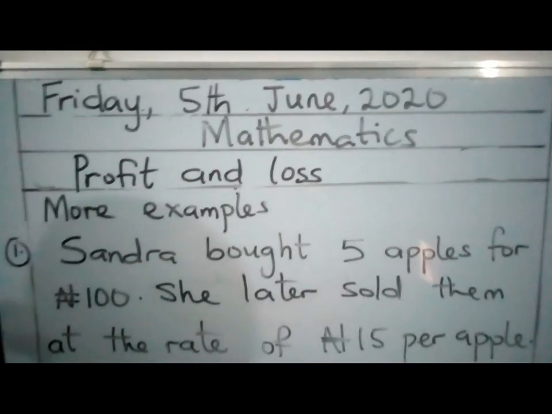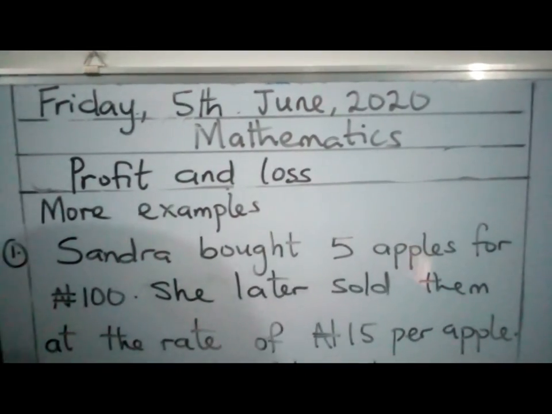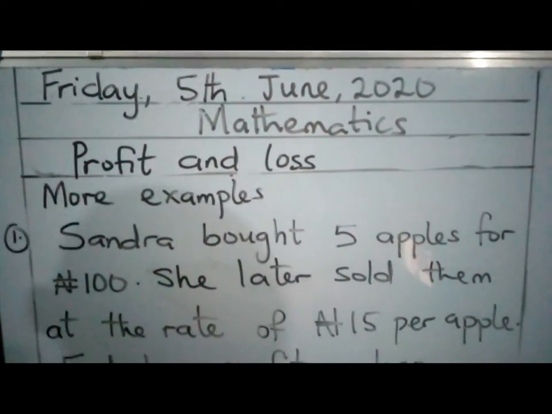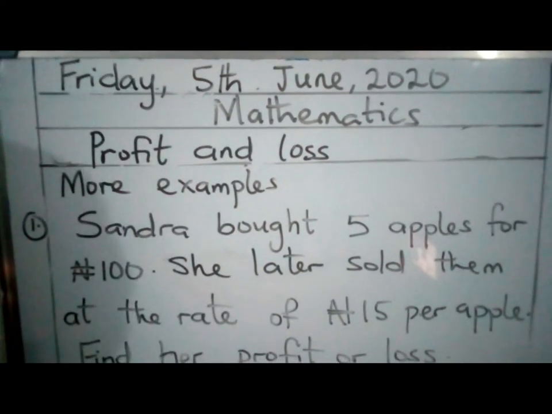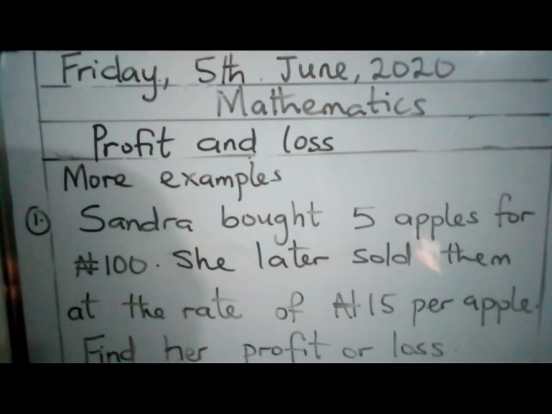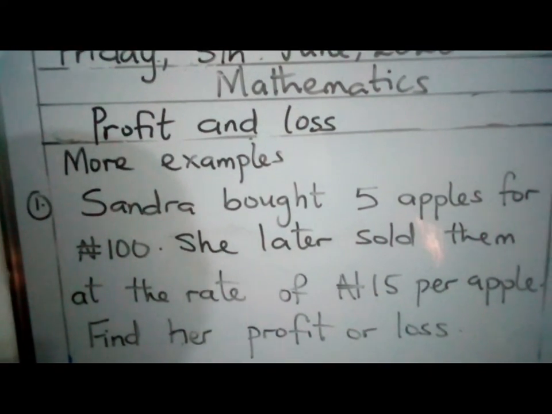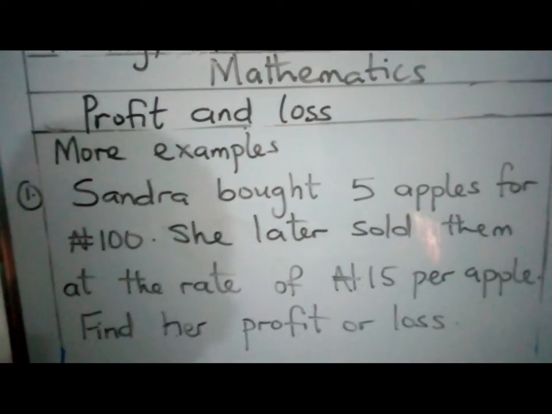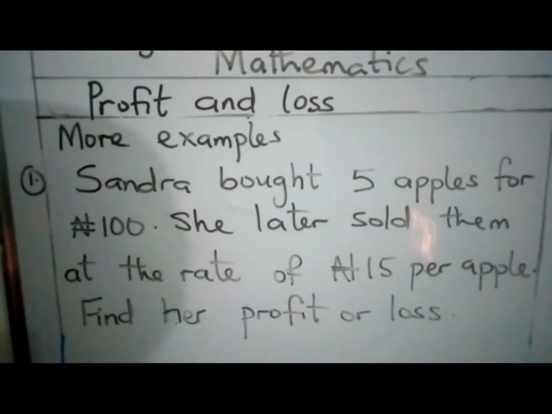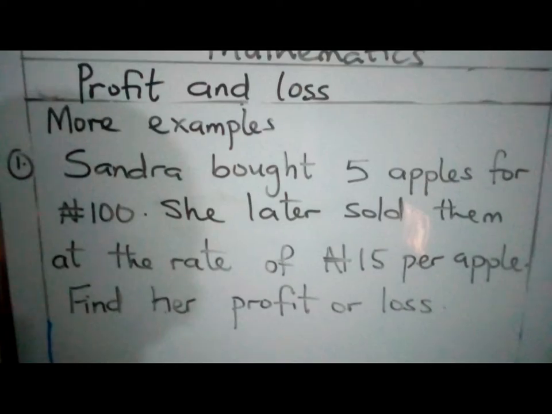Alright, the last time we started profit and loss, so we're still going to continue and conclude it today. So we want to look at more examples. Last time we looked at how we can find profit or loss. So we want to look at other ways that question can be set under profit and loss. So we have a question on the board here. I would like us to read through, interpret it, and then solve.